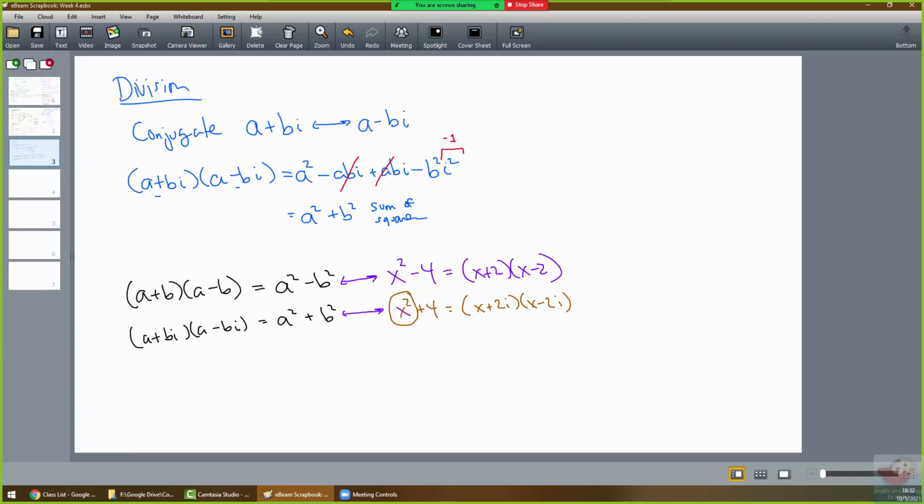So now on to division. Suppose we had 7 over 2 plus 5i. If you're dividing by a complex number, you're dividing by a radical, so you're technically rationalizing it. The way you rationalize it is to multiply the numerator and denominator by the conjugate. The conjugate of 2 plus 5i would be 2 minus 5i.